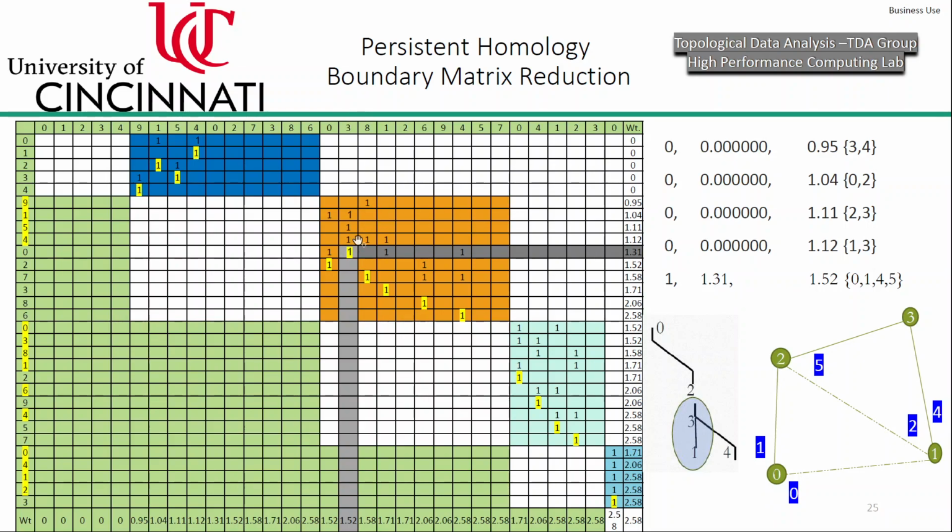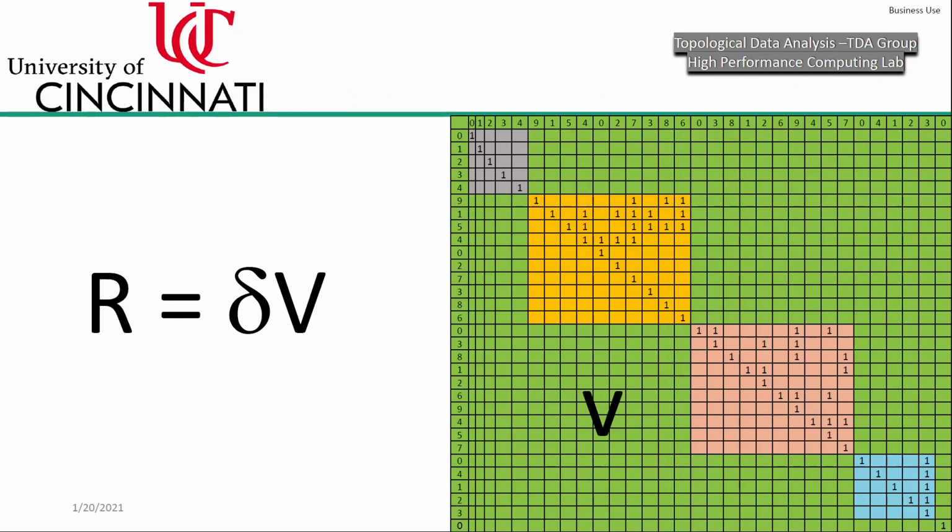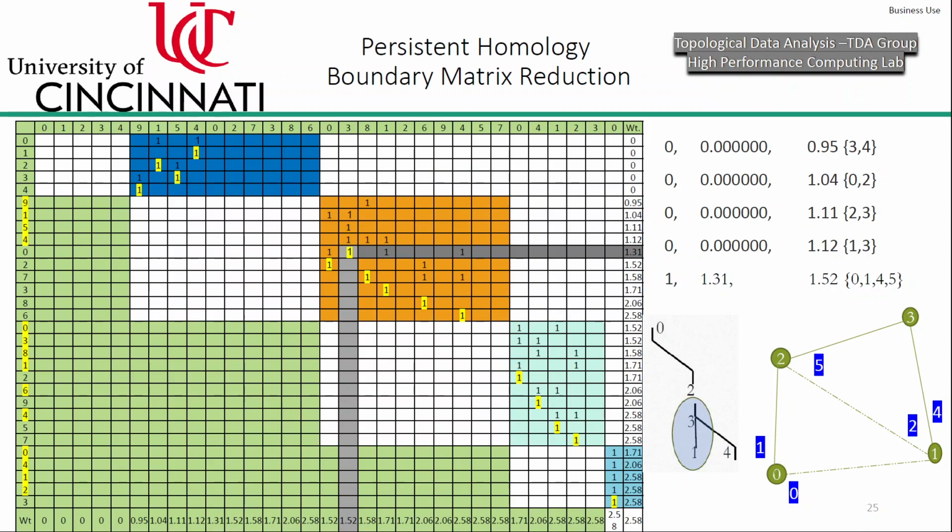While we have reduced this column, we look at the column operations that we have done and track them, and from the column operations we extract the boundaries. So we'll see them. This is a column operation. If you want to know how I get to 0, 1, 4, 5 as a boundary.